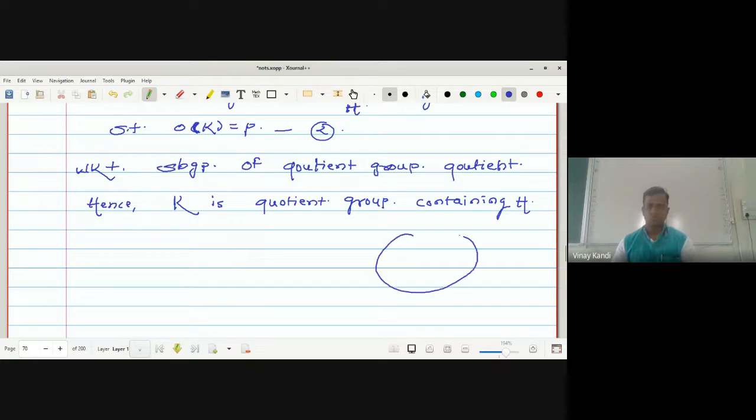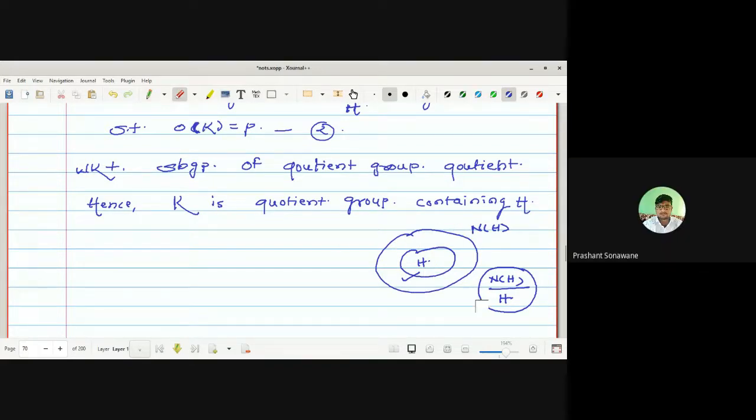Okay, this will be your normalizer of H. This is H. Okay, H is normal in N of H. So we can define N of H upon H. So this group contains what? H. Similarly, here K is a quotient group of N of H upon H containing H. Okay, any doubt? No, sir.